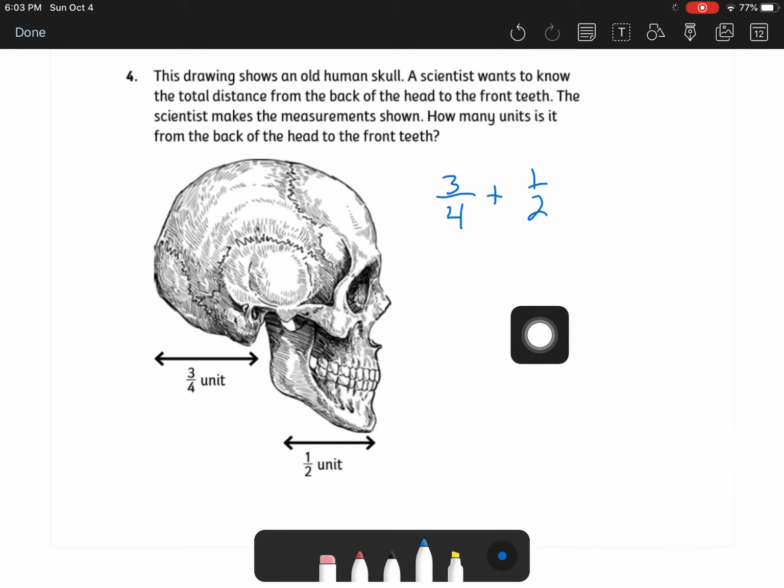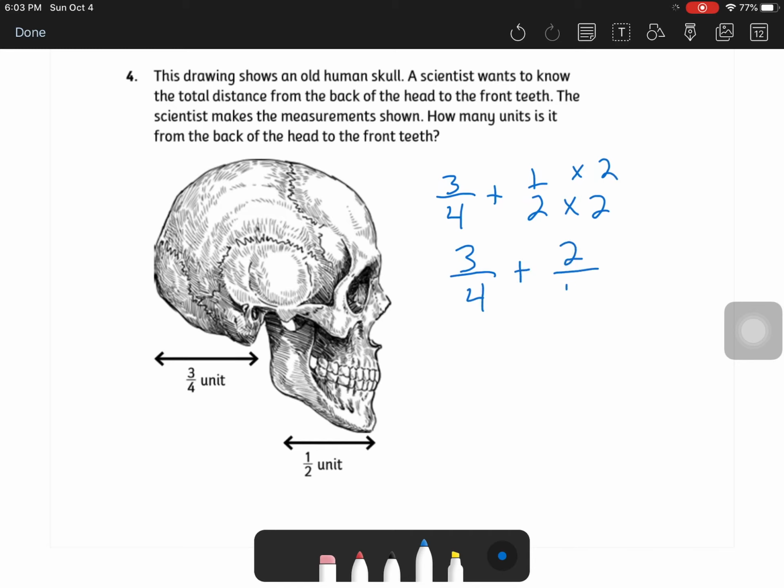So we're going to add those together, 3/4 plus 1/2. And we're going to multiply, because we need to get a common denominator of 4. This has a 2, so let's multiply it by 2 on the top and on the bottom. So 3/4 stays the same, and then 2 times 1 is 2, 2 times 2 is 4, 3/4 plus 2/4, 3 plus 2 is 5, so we would get 5/4 units.